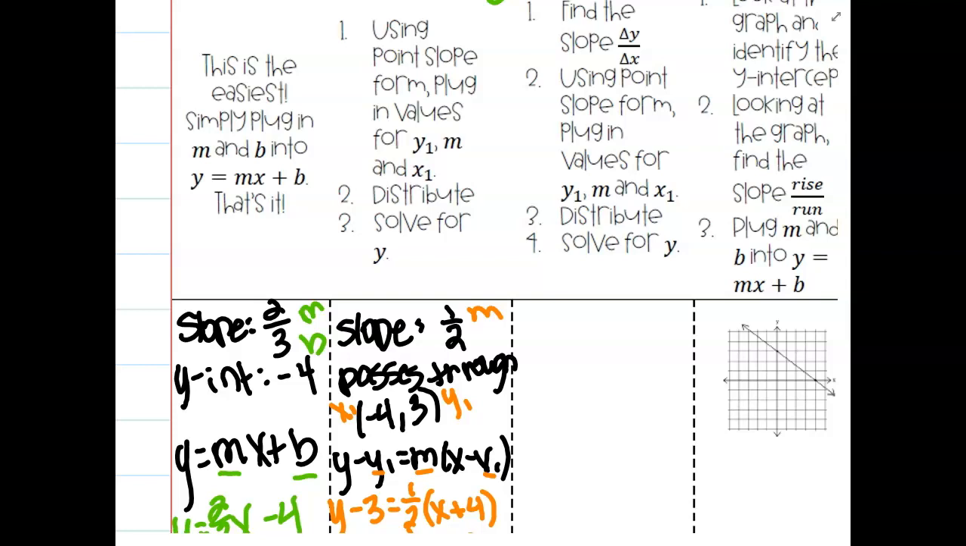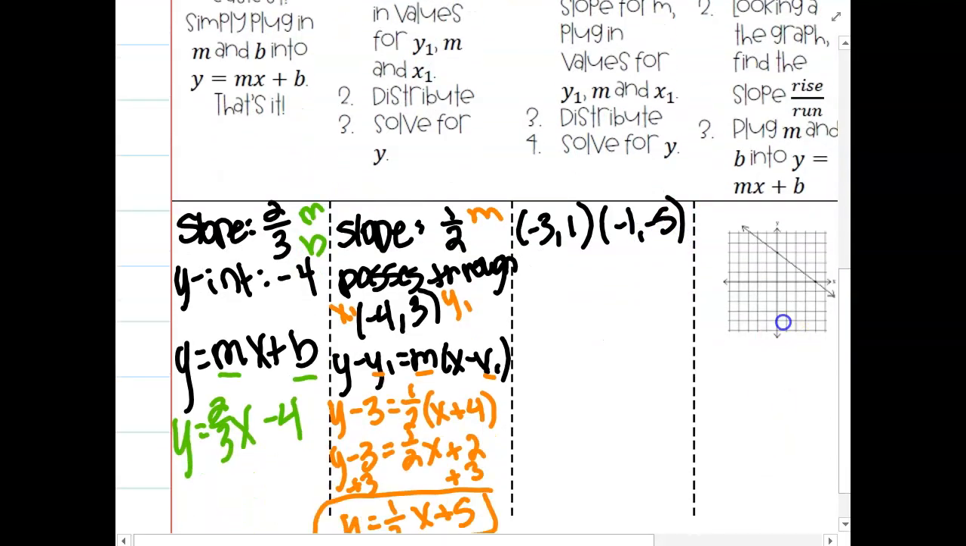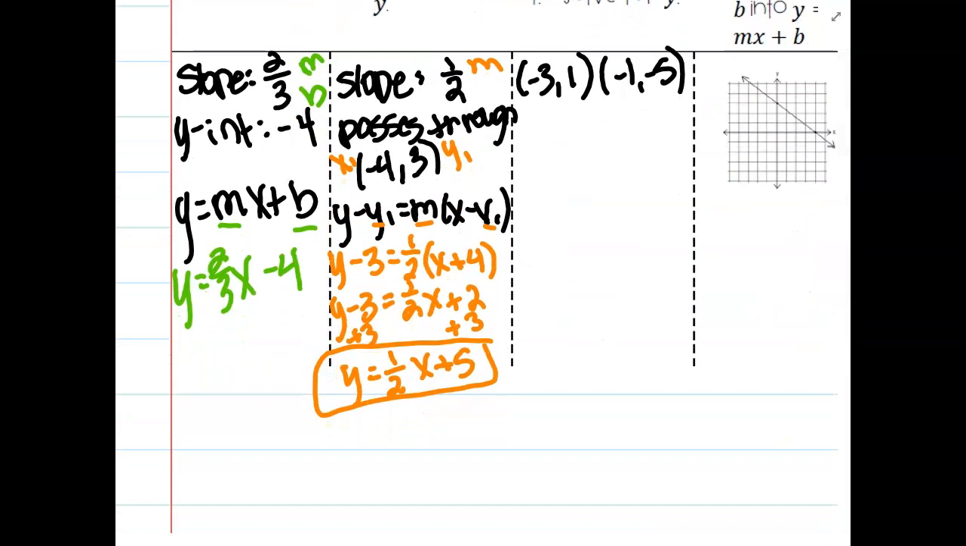Okay, you're going to find the slope, and then you're going to do the exact same thing we did over here. Okay, so for this one, let's write the equation of the line that passes through the points (-3, 1) and (-1, -5). Okay, to use point-slope form, I need a point. They give me 2 of them, okay? But I also need slope. So the first thing you're going to have to do is find your slope.